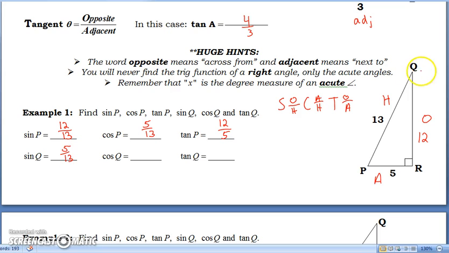The cosine of Q is adjacent over hypotenuse, which is 12 over 13. And then the tangent of Q is opposite over adjacent, which is 5 over 12. If you notice, when you look at the two different acute angles in the right triangle, the tangent of the two different angles is just the reciprocal. And then if you notice, the sine of P is the same as the cosine of Q, and the cosine of P is the same as the sine of Q. That will always work.